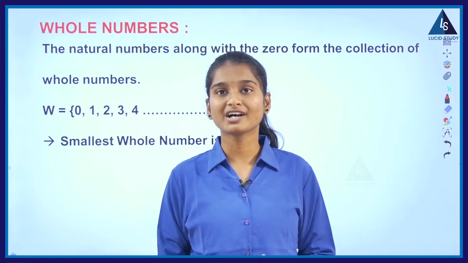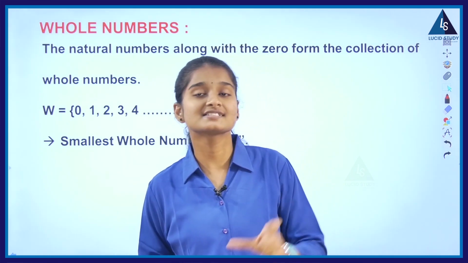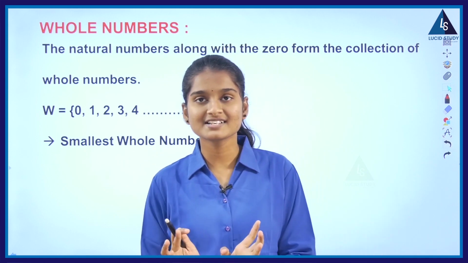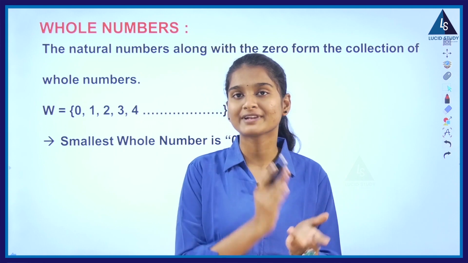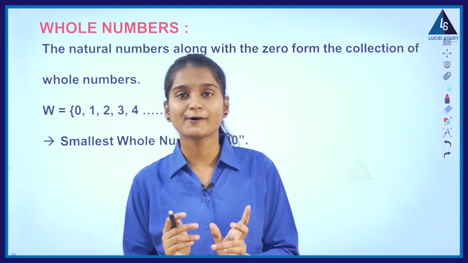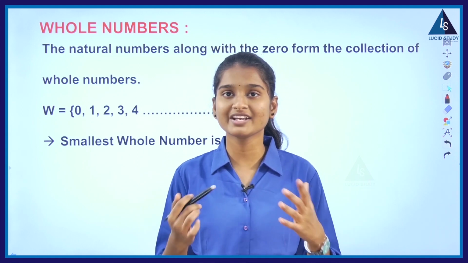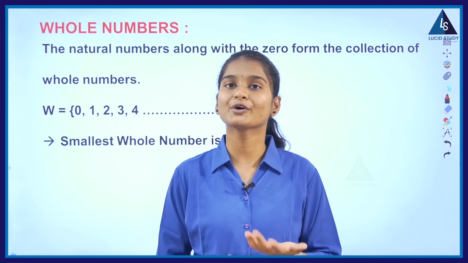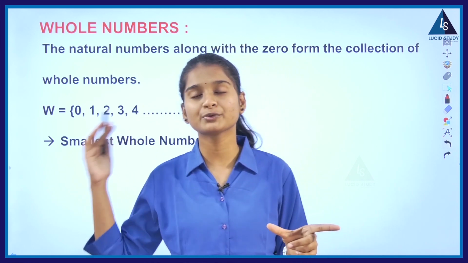So children, what are whole numbers? Did you ever think what is the predecessor of 1? The predecessor of 1 is 0. As you know, children, the natural numbers start with 1 and go up to infinity. When we add 0 to the collection of natural numbers, we get a collection called whole numbers. So whole numbers start from 0 and go up to infinity.